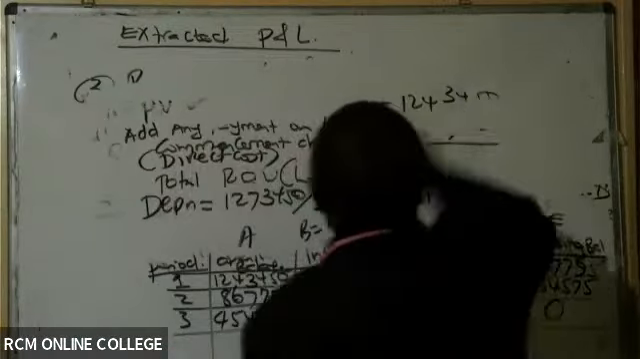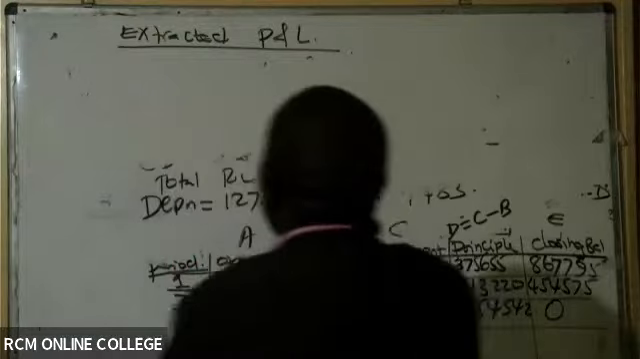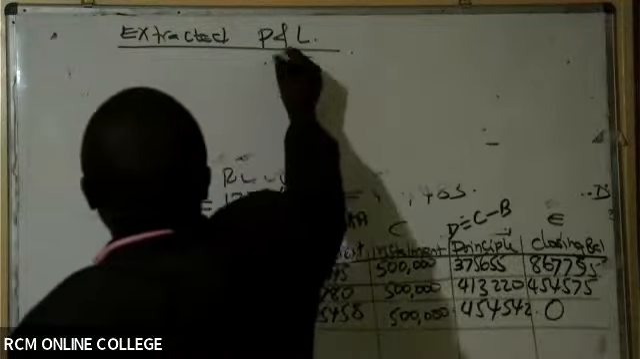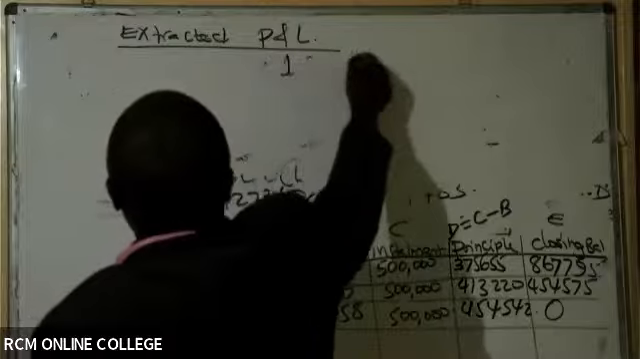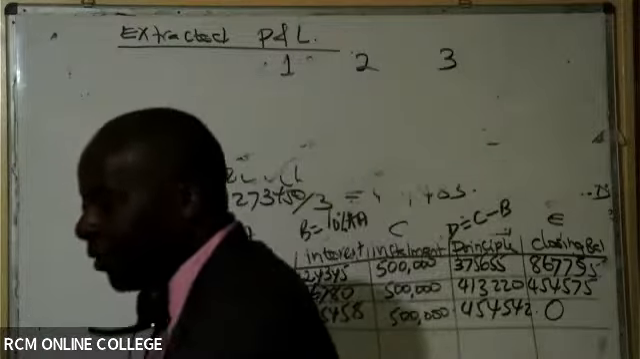So come here, ladies and gentlemen, and we extract the P&L. In this case we have our periods. You can just write 3 years: 1, 2, 3. You can also use the years given there. Then we have here the extracted P&L.